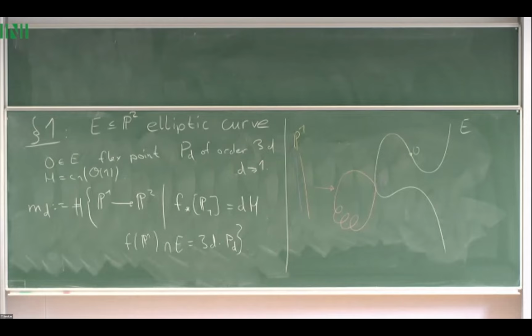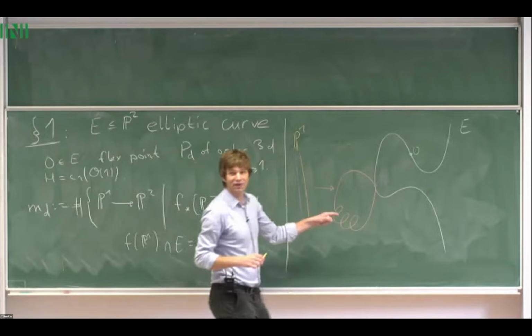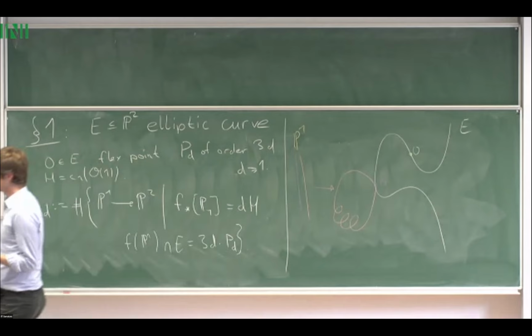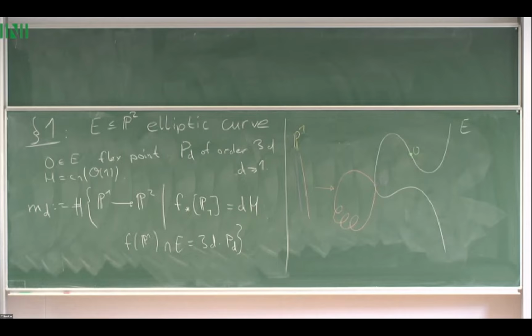He found, of course, the first number is 1 because this corresponds to you choose a flex point and you look at the number of lines passing through that flex point. Your answer is 1. And then he did it for degrees 2, 3, 4, all the way to 6. And it's kind of amazing he was able to do that, because if you look at his paper, it's very technical.